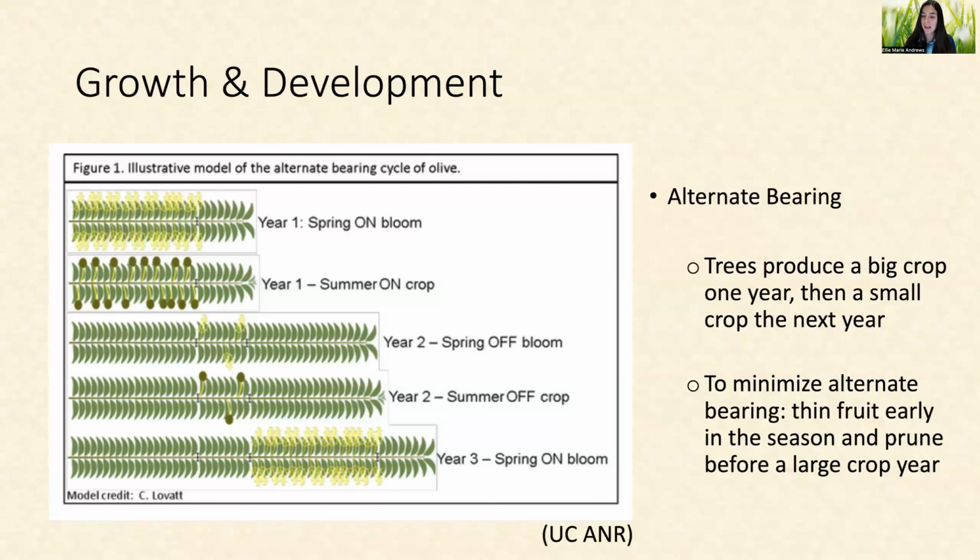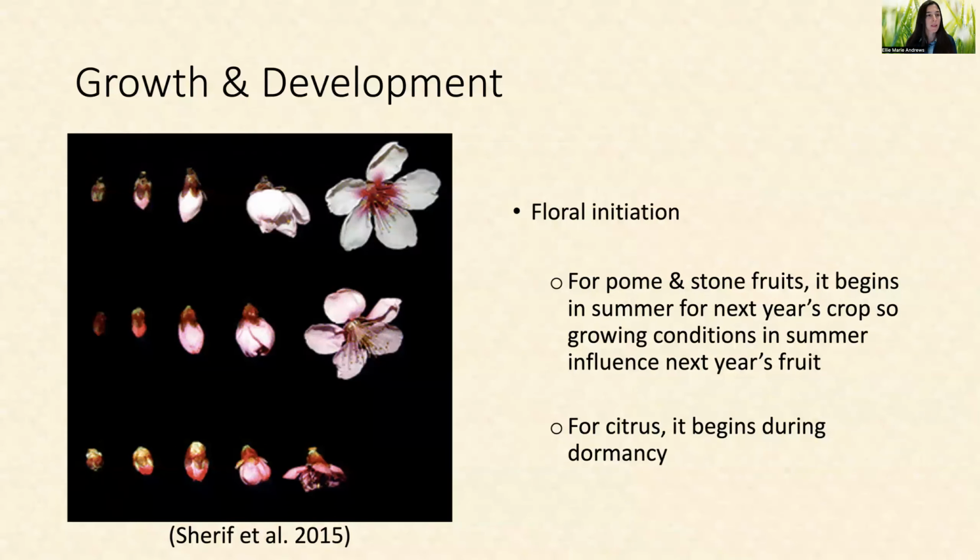So to minimize this on our side, we can take some action so we can thin fruit early in the season and then prune before a large crop year. So it's not going to completely change alternate bearing, but it's a way to sort of make it a little bit more consistent from year to year.